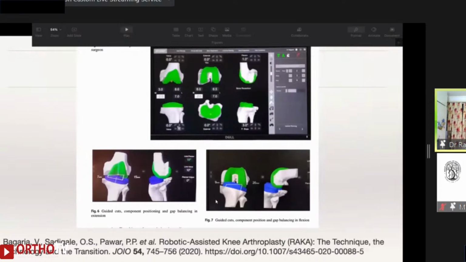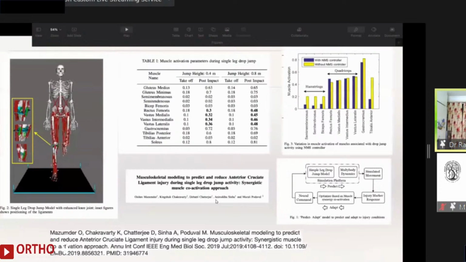Now, this is an example of how you can use a collage of images to describe a surgical flow. Here, in this case, it is the different steps of robotic surgery in total knee arthroplasty. So these complement the text and help the reader understand the text better.